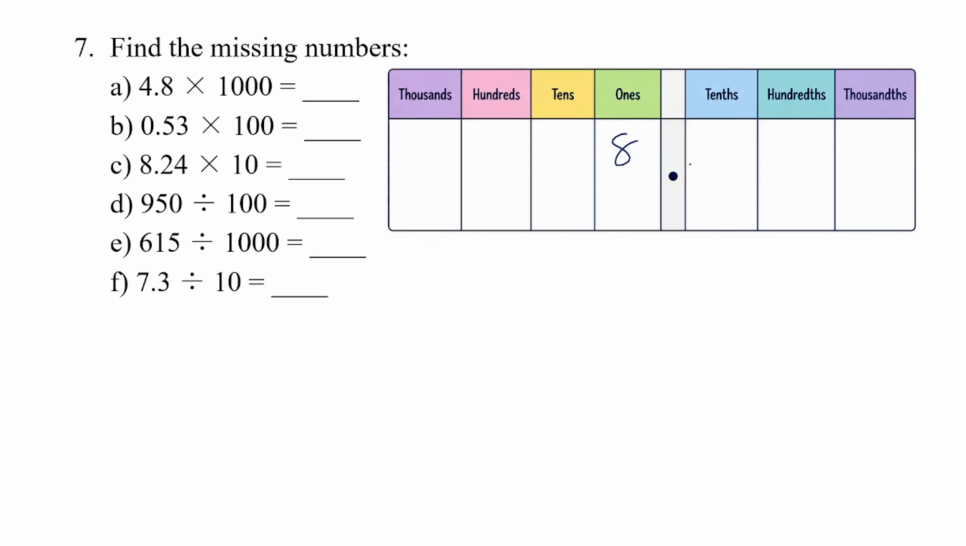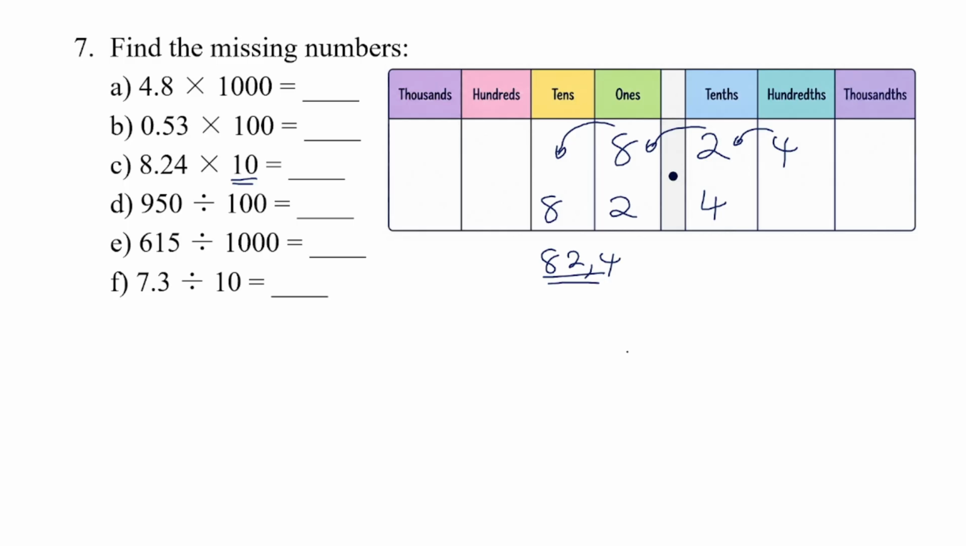We have 8.24. The number is becoming bigger. If you're moving the number, then the number is moving how many places? Once to the left, or one place to the left. So this 8 is now there. We have 8 there. The 2 also moves one place, 2 there. The 4 also moves one place. We have 4 there. So our number is 82.4.